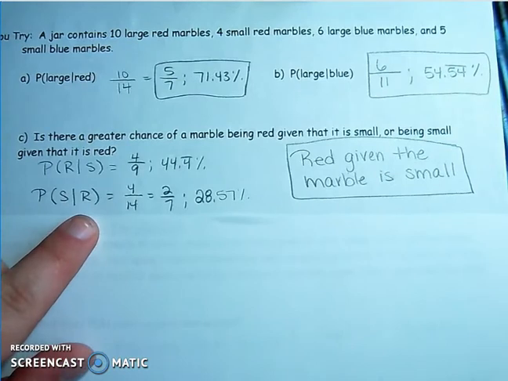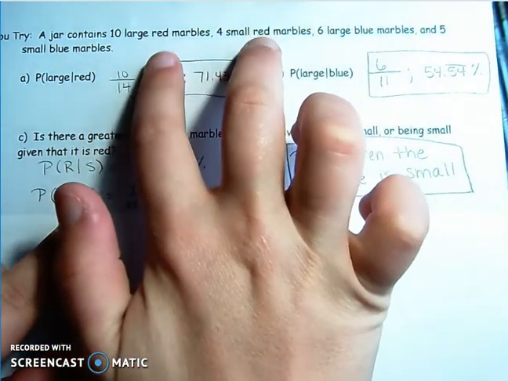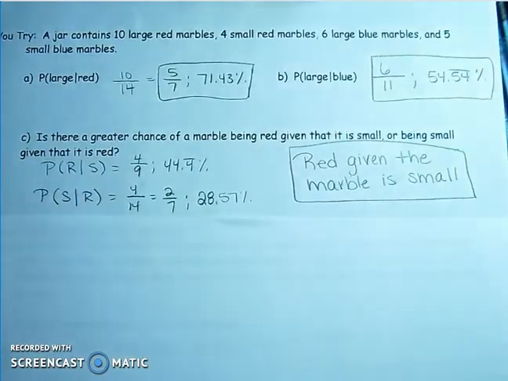The other way says being small given that it's red. Well, there are 14 red marbles, 4 of which are small. So that's 4 out of 14, which is 2 sevenths. Obviously, 4 out of 9 is greater than 2 out of 7, so the greater chance is getting a red marble when knowing that they are small. And that's because there are more red small marbles.